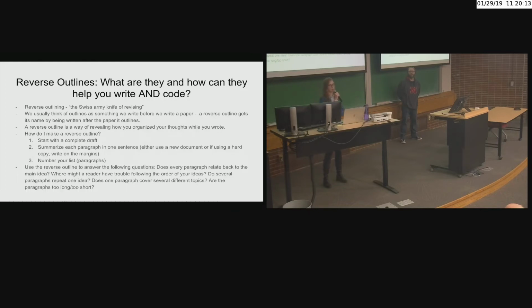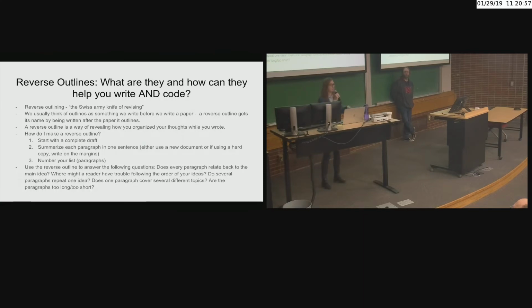But a reverse outline gets its name by being written after the paper it outlines. That's why it's called reverse. You have the paper, and only after you have the final draft, you work on the outline and write the reverse outline. A reverse outline is a very useful technique and a teaching tool. It is a very useful way of revealing how you organized your ideas, your thoughts and your argument, and pretty much everything that you have written so far in your paper. And they're pretty easy to write.